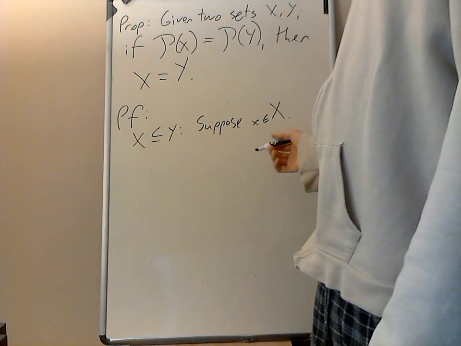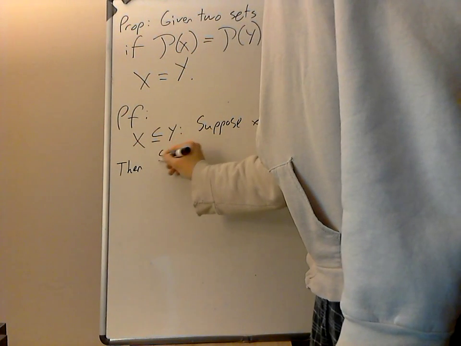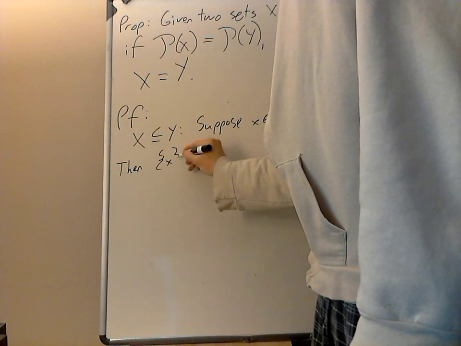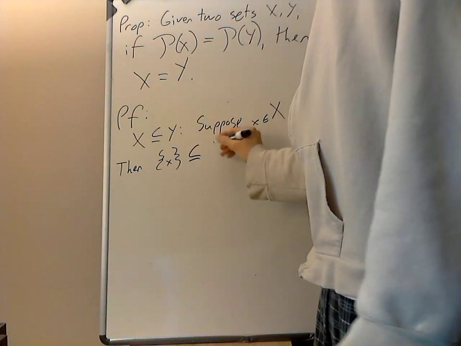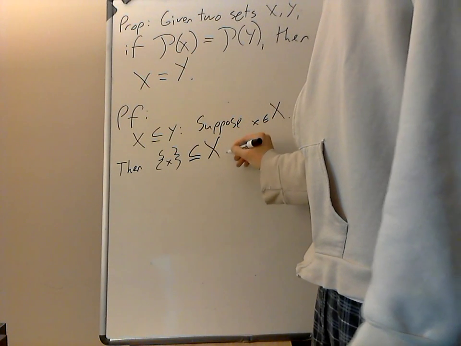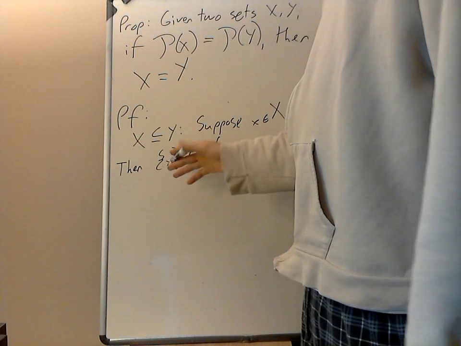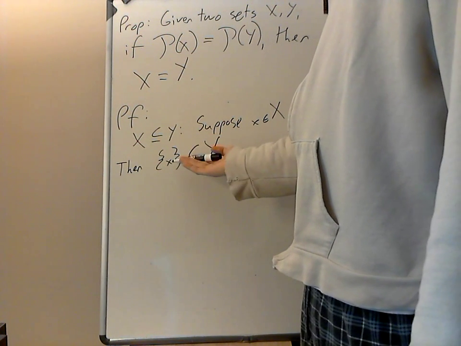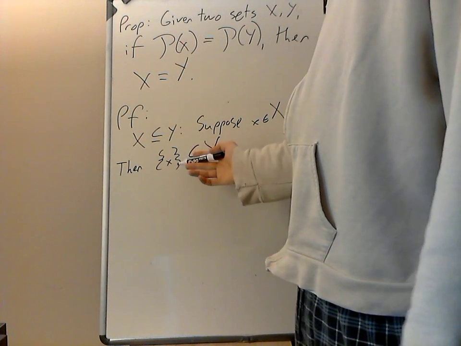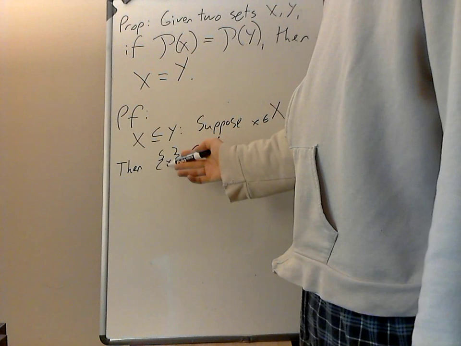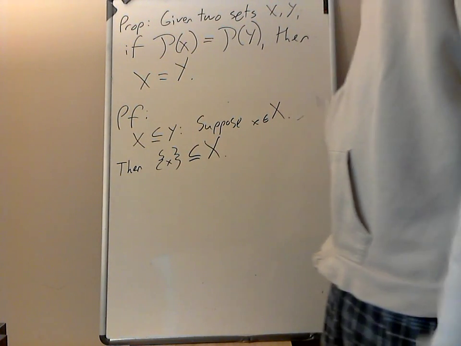Probably the easiest thing to do is to notice that the set containing x and nothing else is a subset of x. And that's by definition. The set only containing x is a subset of x because, look at everything that's in this set. It's only x. Is little x in big X? Yes, because we just supposed that it was.